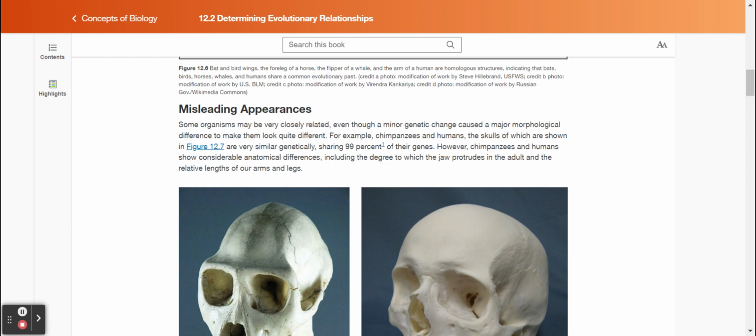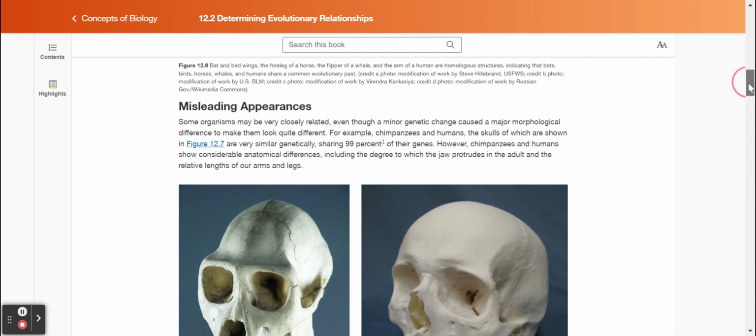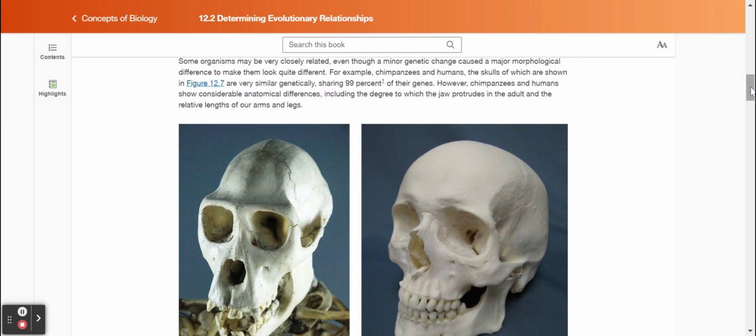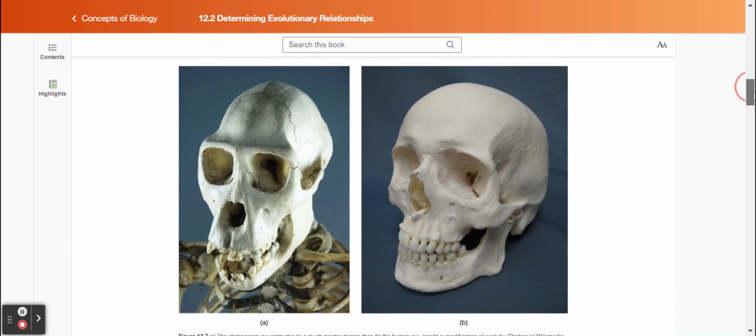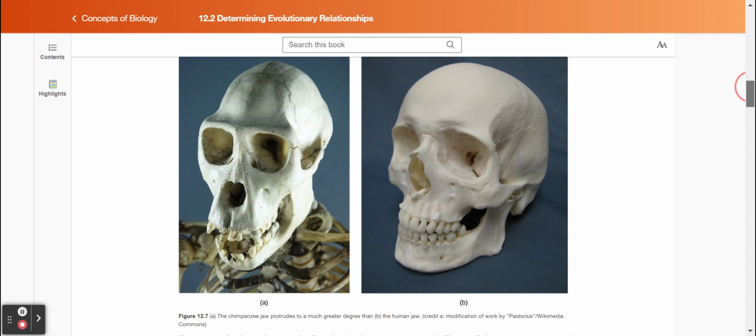Misleading appearances. Some organisms may be very closely related, even though a minor genetic change caused a major morphological difference to make them look quite different. For example, chimpanzees and humans, the skulls of which are shown in Figure 12.7, are very similar genetically, sharing 99% of their genes. However, chimpanzees and humans show considerable anatomical differences, including the degree to which the jaw protrudes in the adult and the relative lengths of our arms and legs. Figure 12.7. On the left is the chimpanzee skull, and on the right is a human skull.